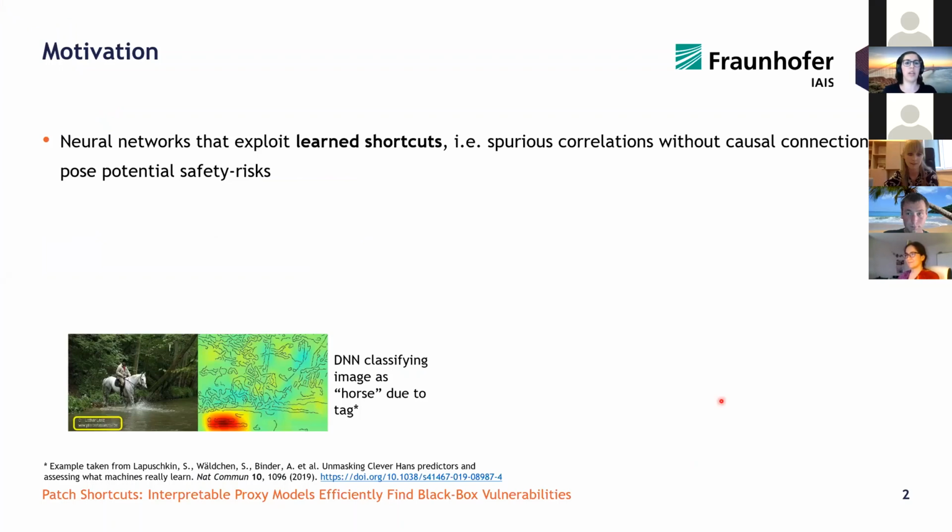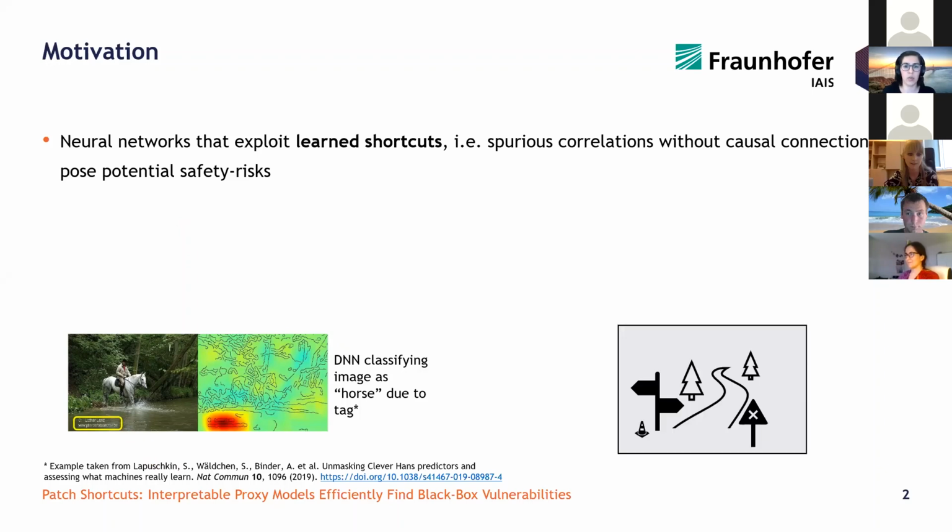So in our work, we are interested in uncovering learned shortcuts of a network, to find spurious correlations that the network relies on for its decision making, but that have no causal connection and can thus potentially pose safety risks. A well-known example is the case where a DNN classifies a given image as horse due to the tag. More concretely, in the context of autonomous driving, we want to see whether a given image that is classified as car was classified so based on really meaningful semantic concepts, so that the network knows what the car is, or rather on shortcuts.